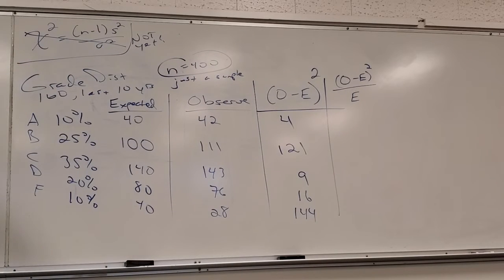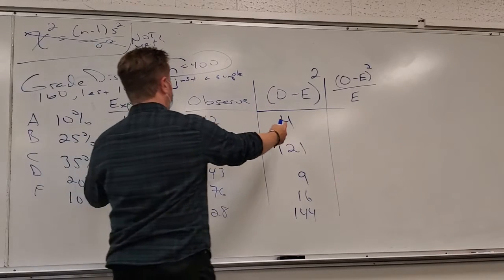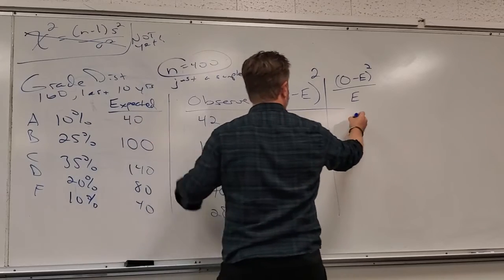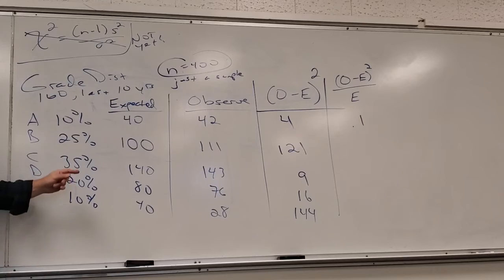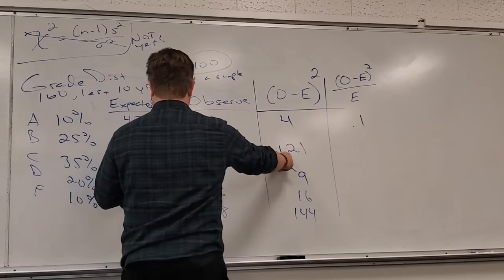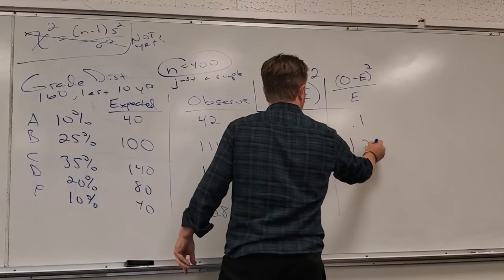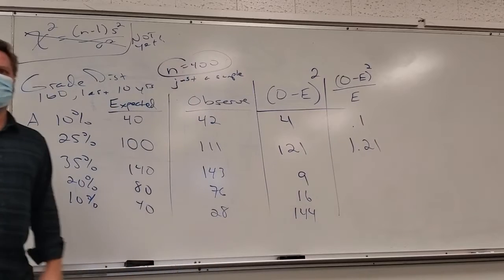Just to get an idea of how relatively big the differences are. So this will be nice and easy right here. 4 over 40 is 0.1. Is that cool? You guys can help me out. This is easy. 121 divided by 100 is 1.21. Yes?